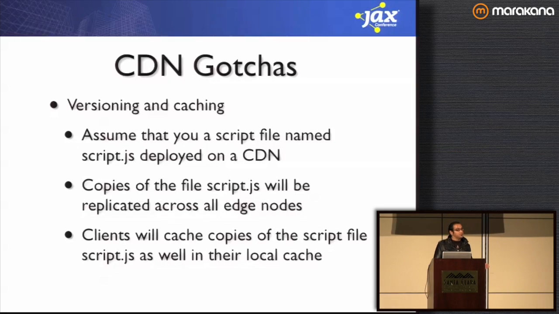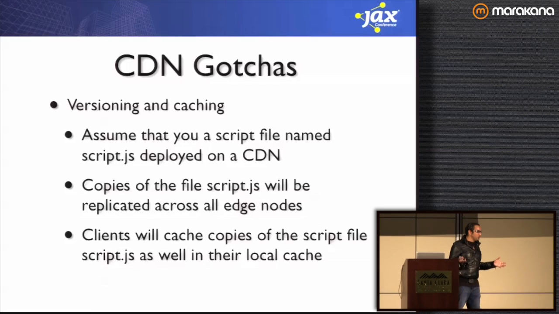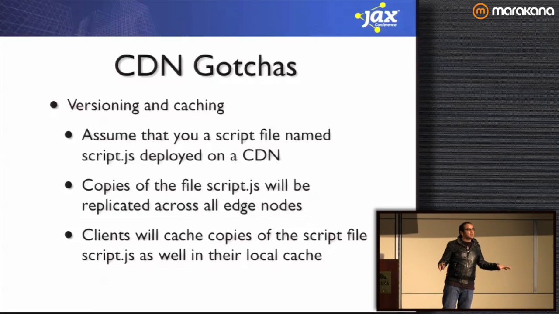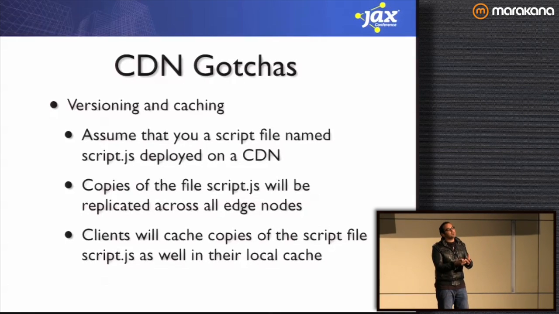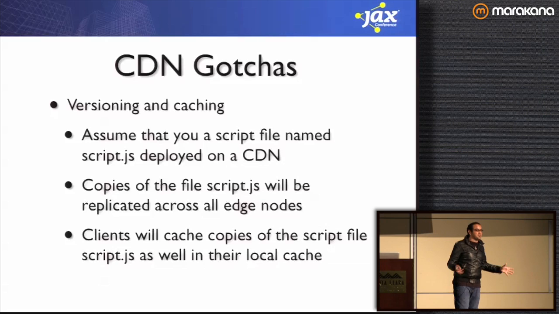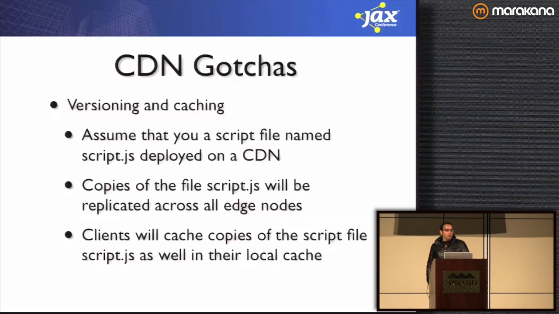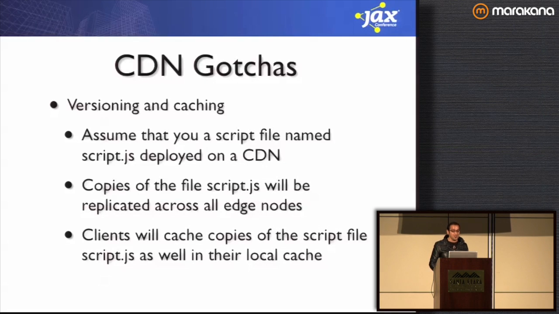It's not trouble-free, of course. The gotchas when you first deal with CDNs are versioning and caching. Assume you have a script file named script.js and you deploy it in a CDN. It's perfect because this file is available everywhere in the world on these edge nodes. Japanese people requesting script.js get it from the closest server to them, in Japan. The American ones get it from the American node. It's available everywhere, and it's great. So what the CDN does is take script.js and put copies on all these edge nodes to be served.